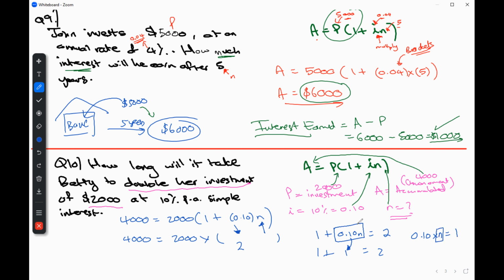Now how do we find N? Remember, 2 times a number equals 6. How do we find it? 6 divided by 2. 6 divided by 2 is 3. So 1 divided by 0.1 gets me N. And 1 divided by 0.10 will get me 10. So N equals 10. Final answer there.